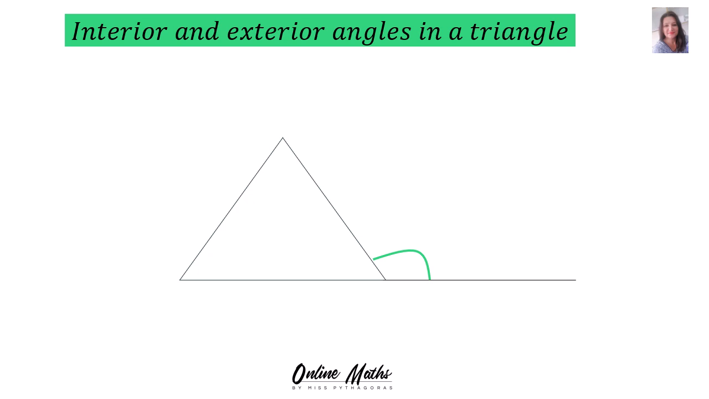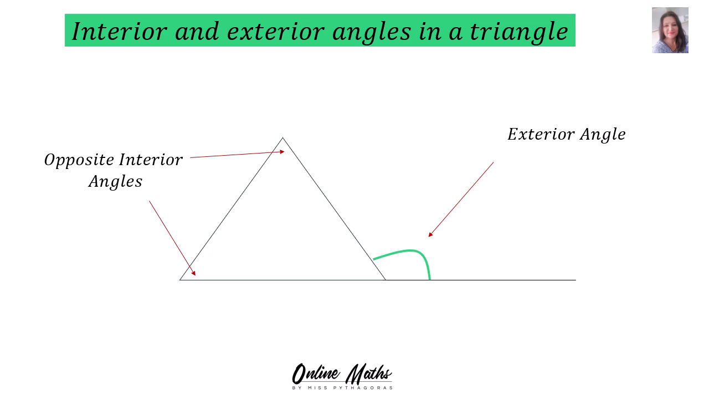Now, before I get to the next theorem, I want to discuss interior and exterior angles in a triangle. First of all, the green angle you find there, that one is called the exterior angle. And an exterior angle is formed when you extend one of the sides of a triangle. And then we also get this angle and that angle. They are the opposite interior angles to the exterior angle.